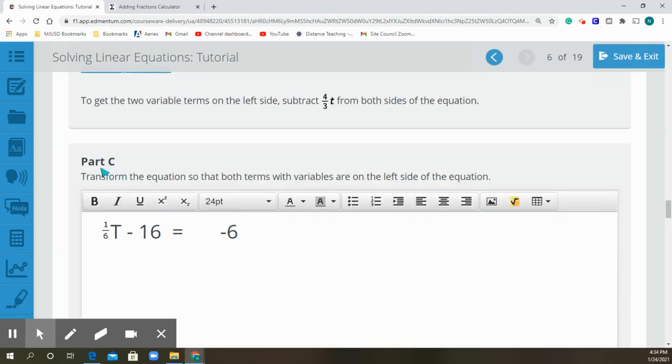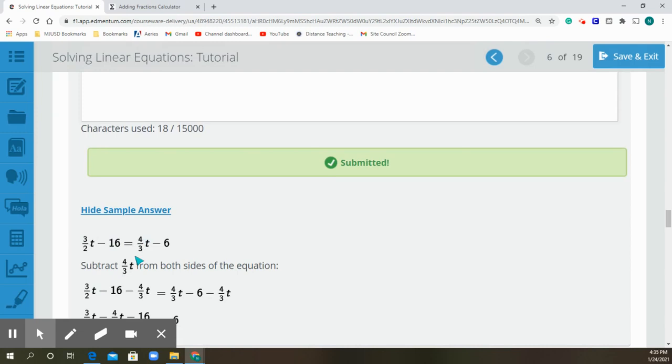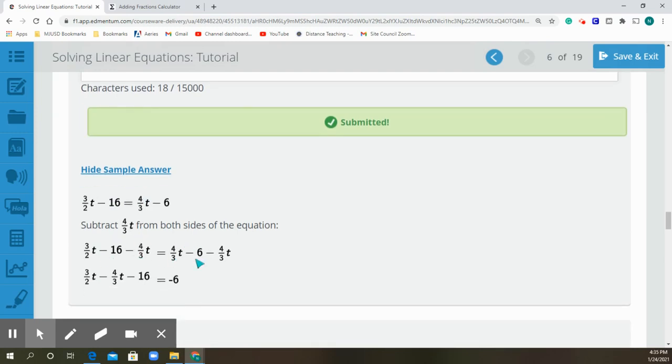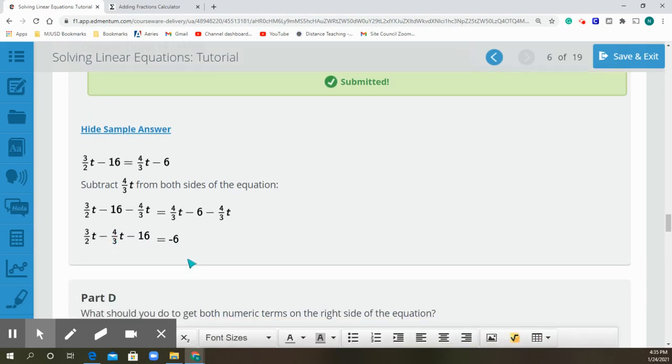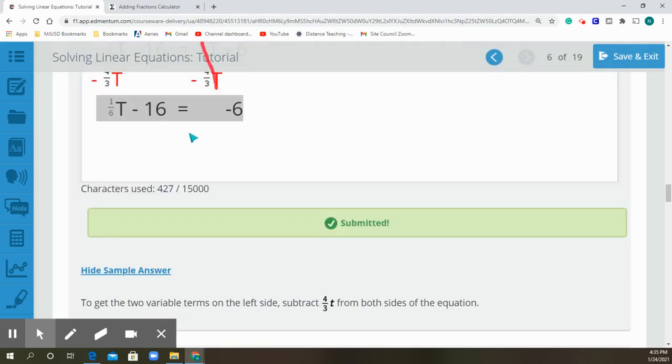Okay, so the next part says transform the equation so both terms with the variables are on the left side of the equation. So this is the term with the variable, now both combined on the left side of the equation. And so 1/6t minus 16 equals negative 6. That's what we did up here. We just did the work.